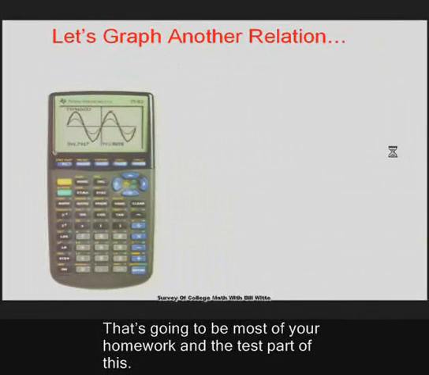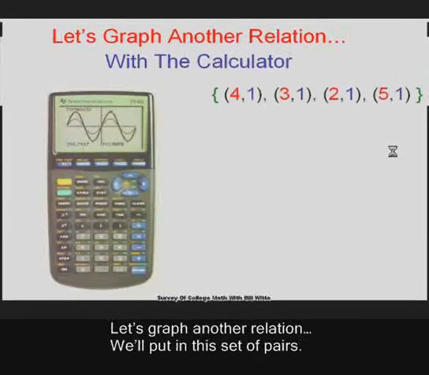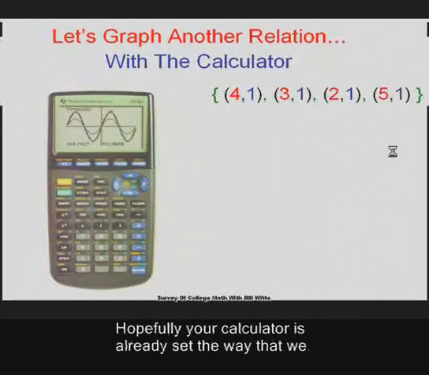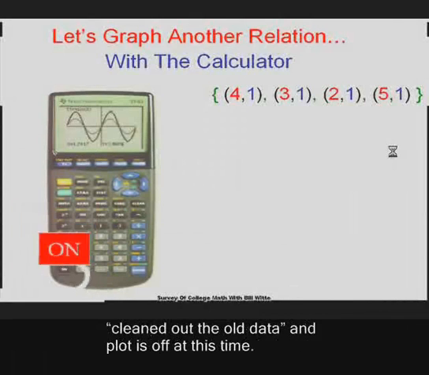Let's do another relation. Bring it on. We're going to put in this set of pairs: (4,1), (3,1), (2,1), and (5,1). Now hopefully your calculator is set the way that we had already cleaned it up, so we're all set. And plot is off at this time.